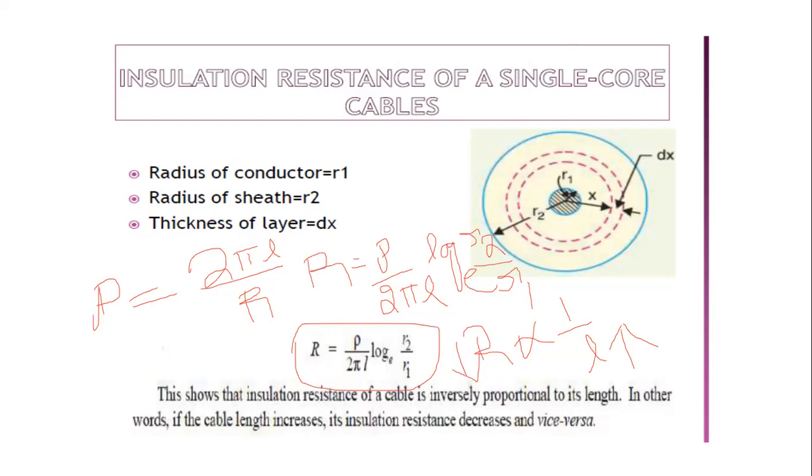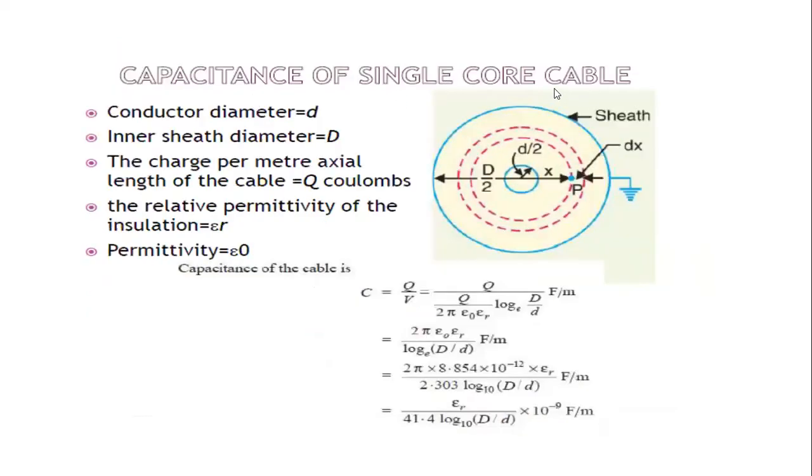Next, coming to the capacitance of a single core cable. How will we calculate the capacitance for that single core cable? This is the conductor, and small d by 2. Small d is the diameter of the conductor and capital D is the inner sheath diameter, and dx is the small length we are considering. The outer layer is the sheath.